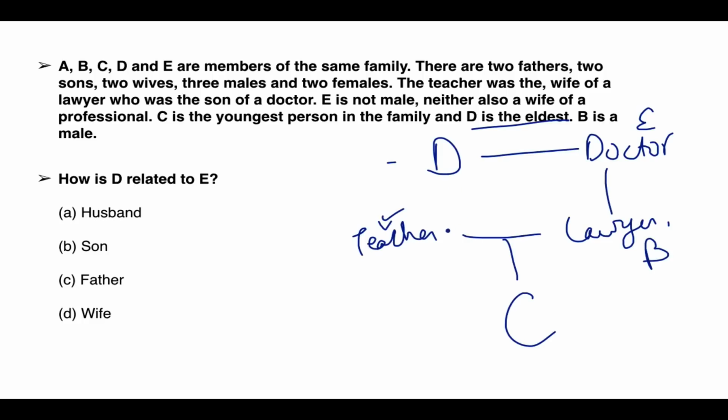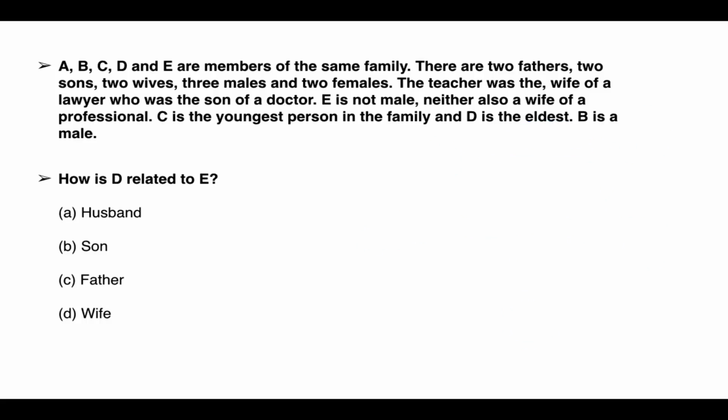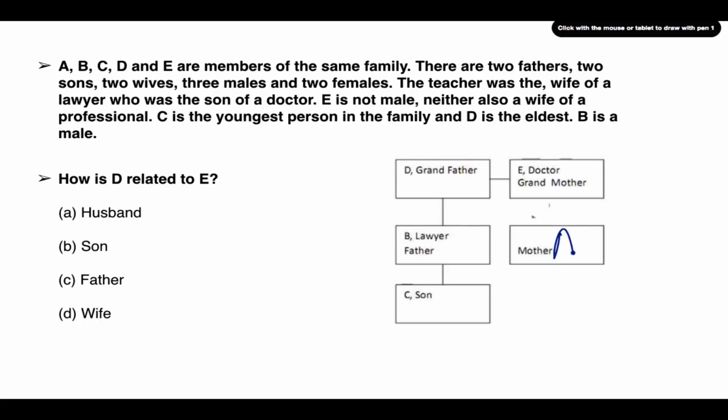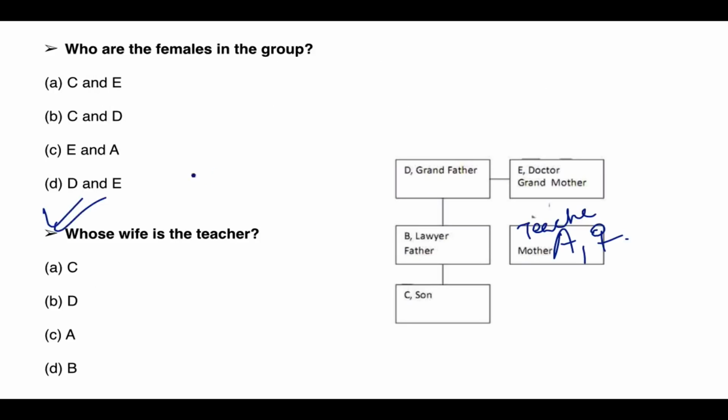So this solves all the questions. This will be the answer which will come like this. The mother will be A, she is female, it is absolutely understood, and she is the teacher. Now you can see how D is related to E. D is the husband of E, so the answer is A. Now you can see who the females in the group are. A and E are the females in the group, so the answer is C. Whose wife is the teacher? The teacher is the wife of B, so the answer is D.